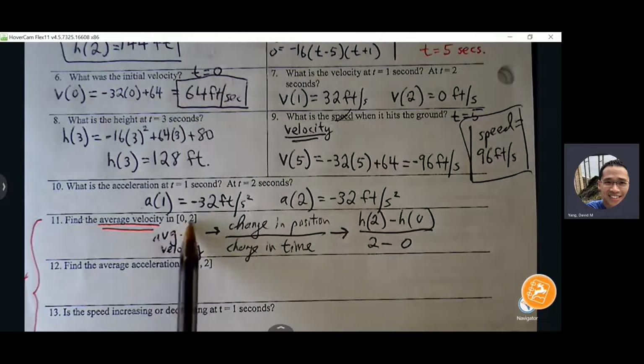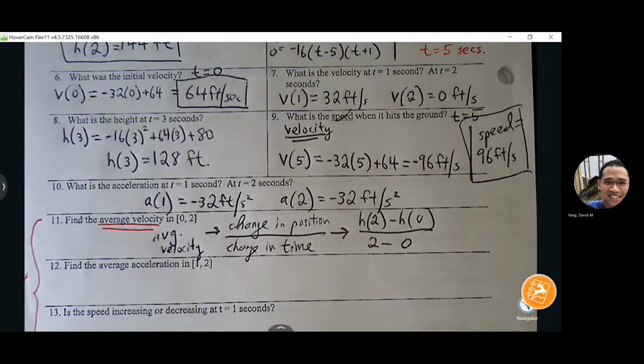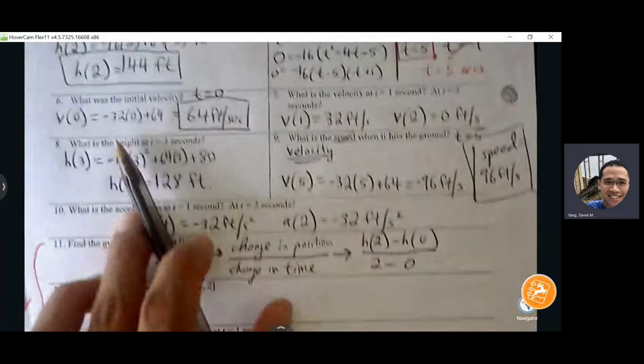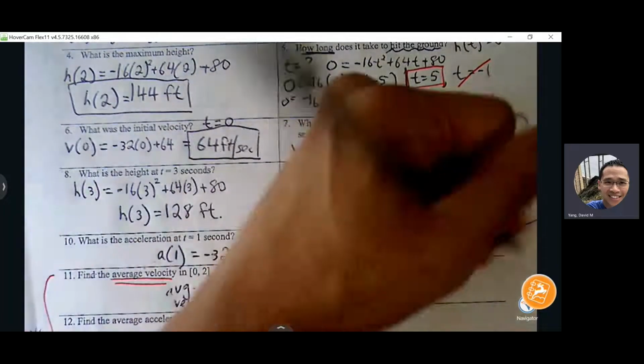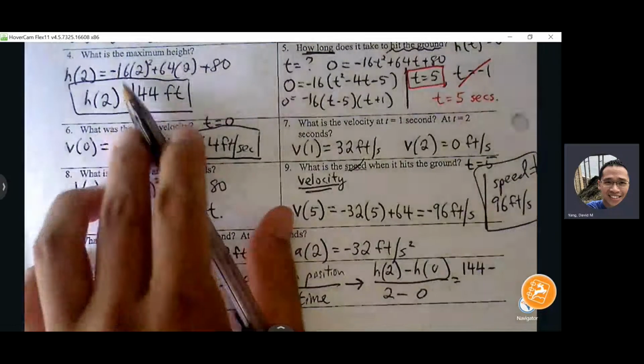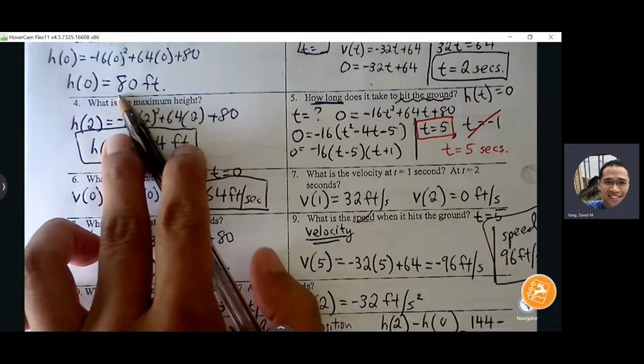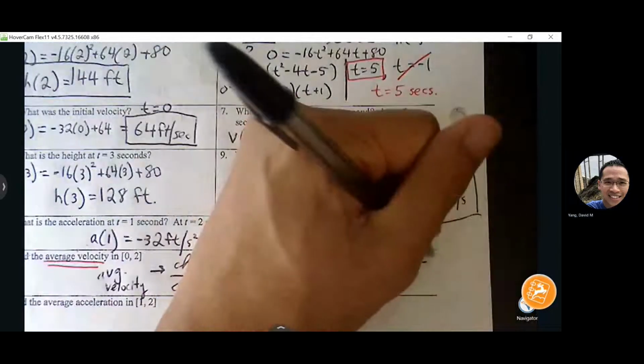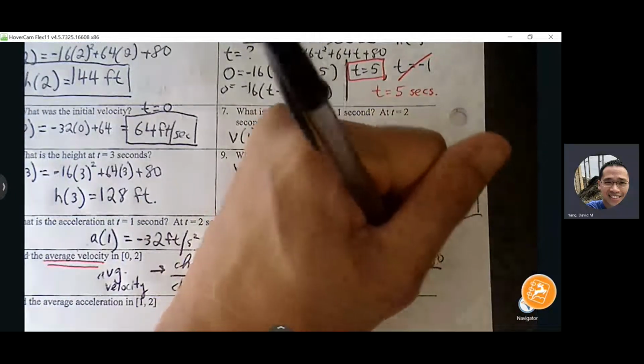Our t-values are 0 and 2. Position at these time values is h of 2 minus h of 0. We can use our calculator, but I'll just go ahead and find those values for us. So h of 2 is 144. Well, I think we gathered that from before, right? h of 2 is 144, minus h of 0, which is the ball at the beginning, at the top of the building, which is 80 feet, over 2 minus 0.